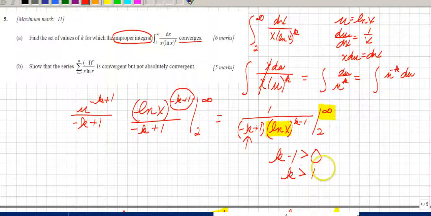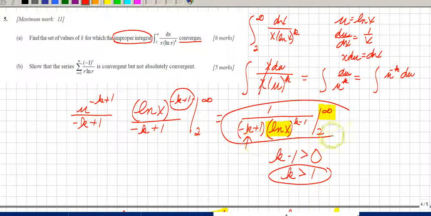So when k is greater than 1, this whole expression, as x goes to infinity, natural log of x gets larger and larger and larger because it's being raised to a positive power, which means the denominator is getting bigger and bigger and bigger, which means the whole fraction is getting closer and closer to 0, which means it converges.